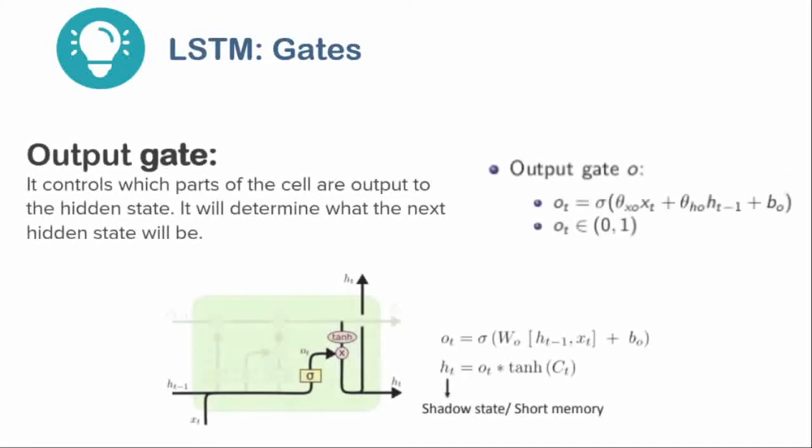Lastly, we have the output gate. The output gate decides what the next hidden state should be. Remember that the hidden state contains information on previous inputs. The hidden state is also used for predictions.